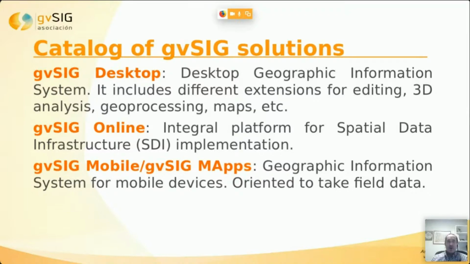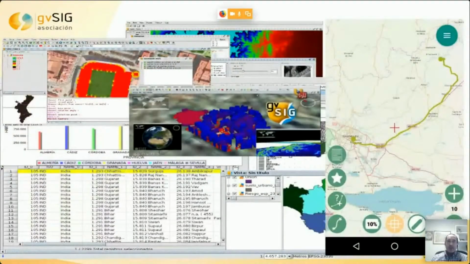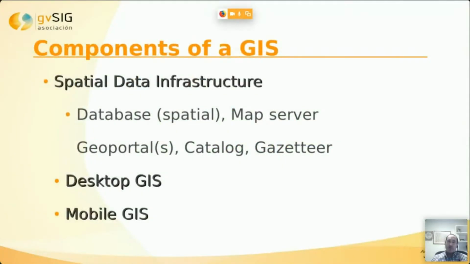The other one is gvSIG Mobile. There are two products for mobile devices. One of them is gvSIG Mobile, and the other one is gvSIG Maps. It's a recent one. They are oriented to take field data. And the other one that I will speak about in this presentation, the main one, is gvSIG Online, that is an integral platform for spatial data infrastructure. Here you can see several screenshots of the applications, gvSIG Desktop and gvSIG Mobile in this case. I will speak about the other ones from here.